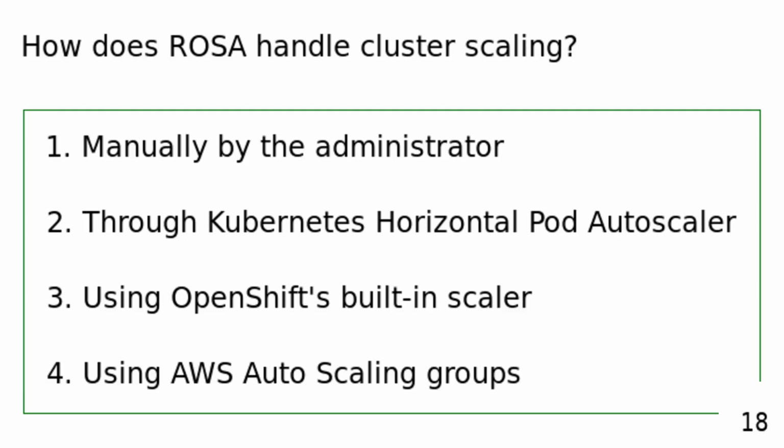How does ROSA handle cluster scaling? Manually by the administrator. Through Kubernetes horizontal pod autoscaler. Using OpenShift's built-in scaler. Using AWS auto-scaling groups.